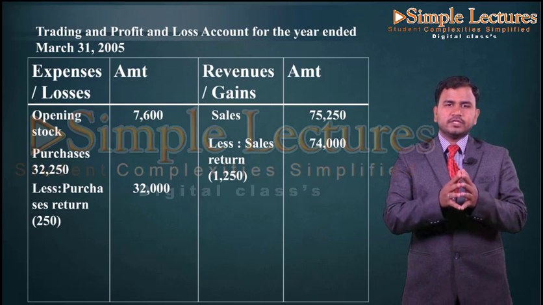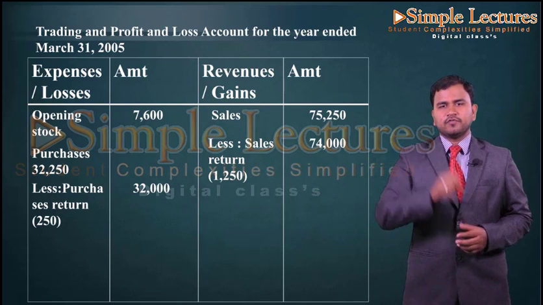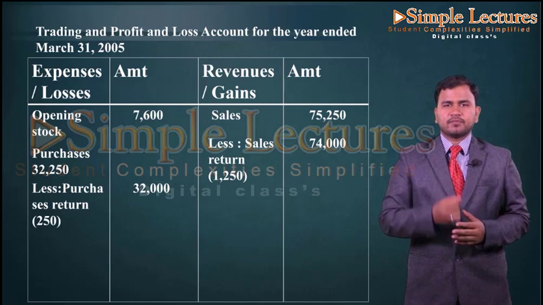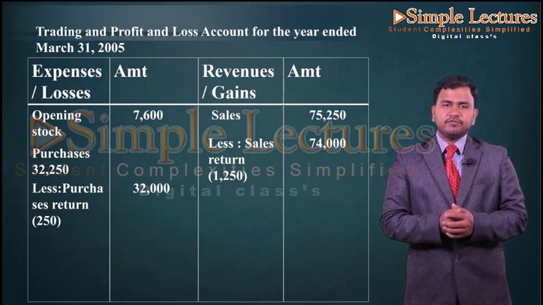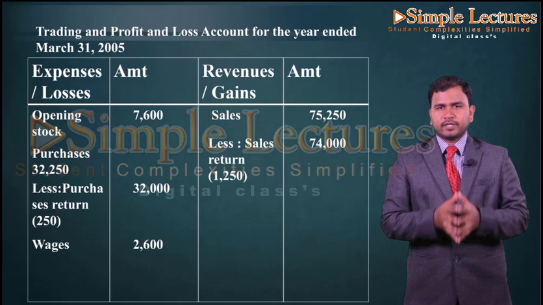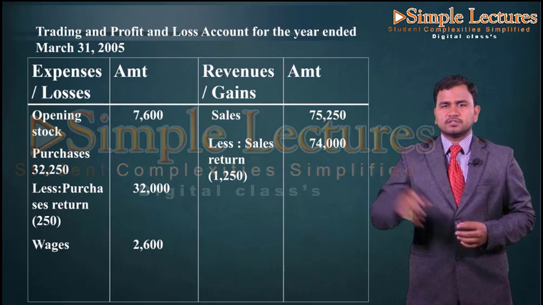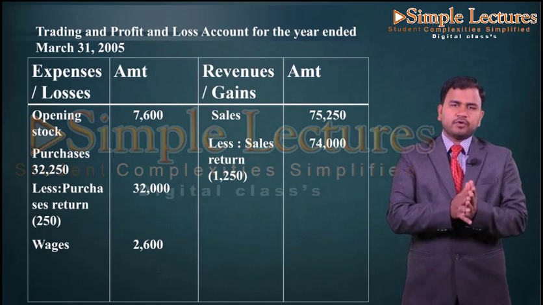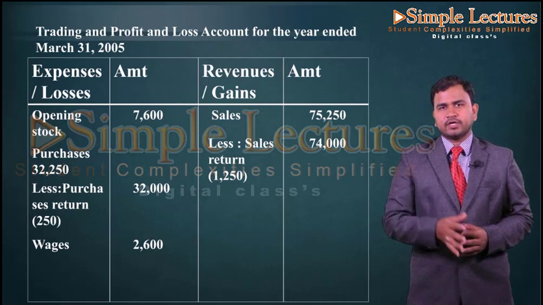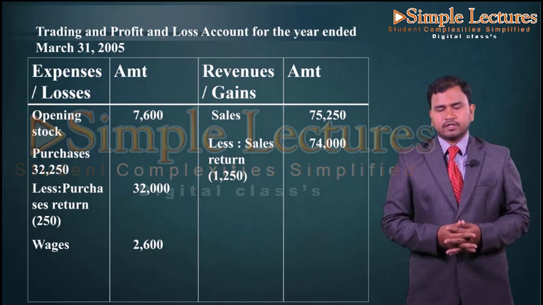Then we have miscellaneous expenses, traveling expenses, advertisement, commission paid, office expenses. These are all indirect expenses which will be recorded in the profit and loss account. Then we have wages, which is a direct expense and will be recorded in the trading account. So on the debit side, wages 2,600. Then we have profit on sale of investment and depreciation, which are non-operating items that will be recorded later, after calculating the operating income or operating expense.